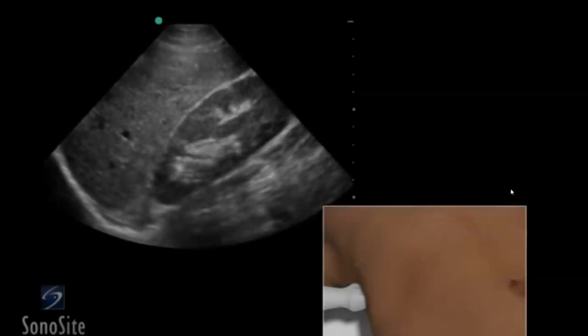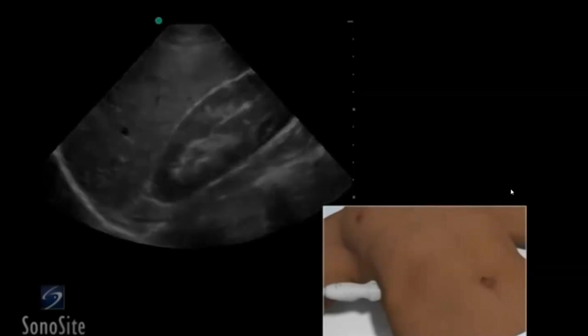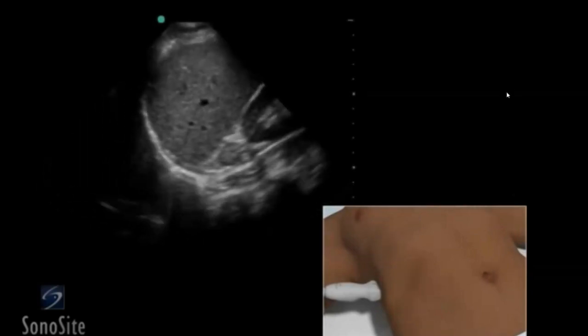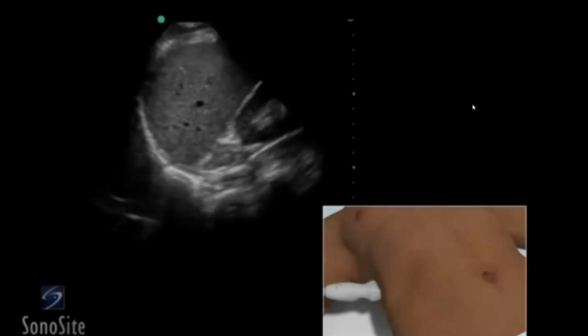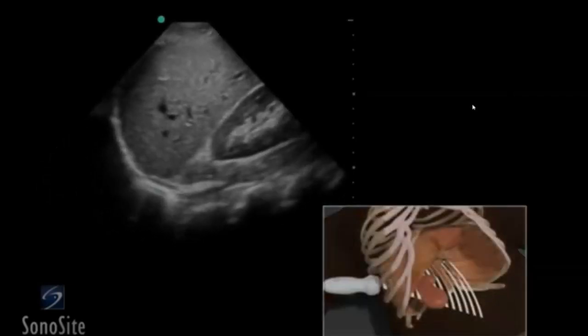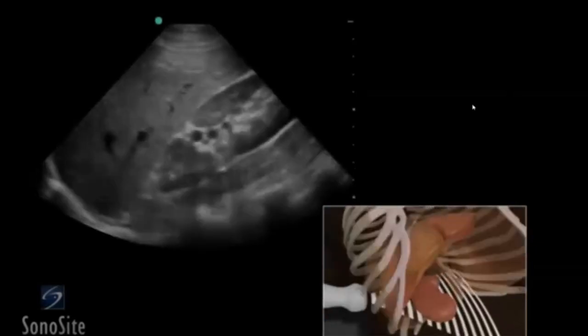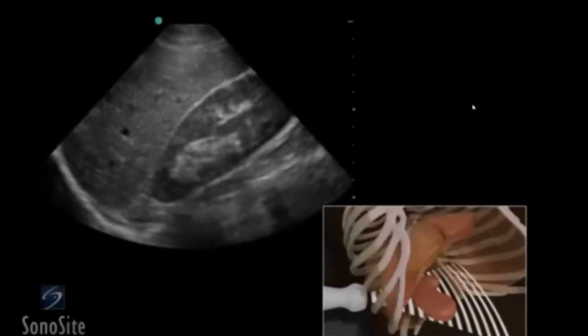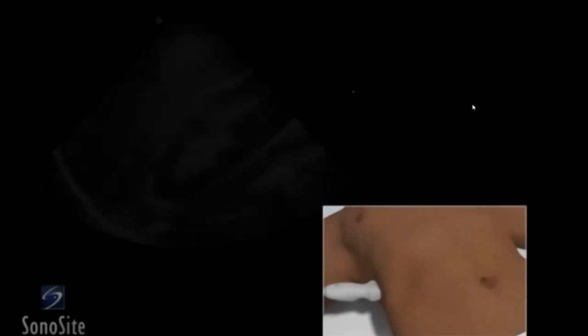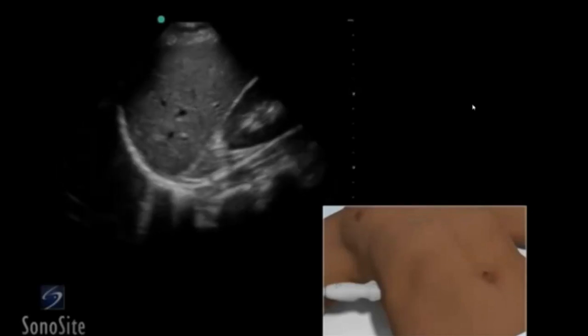So this view shows nicely the Morrison's pouch between the liver and the kidney. What's nice about this view is that you can also see the lung. So you can check for lung sliding and for the presence of a hemothorax. And you might also be able to see a mirror artifact or the spine sign in this view to check for a hemothorax as well.